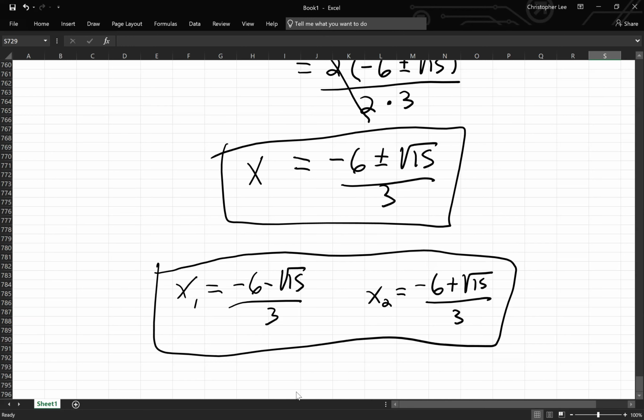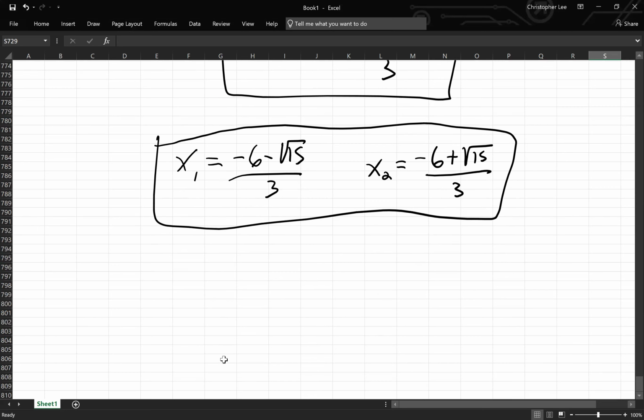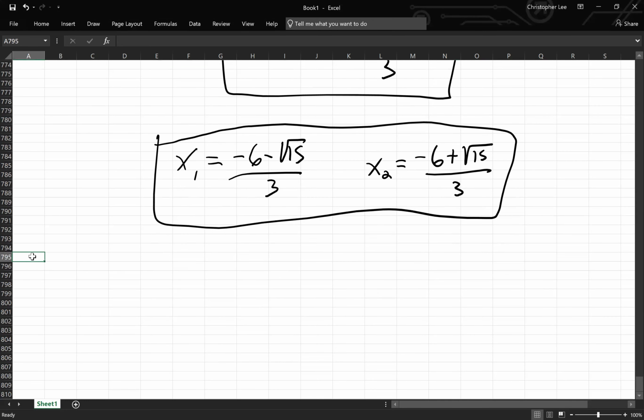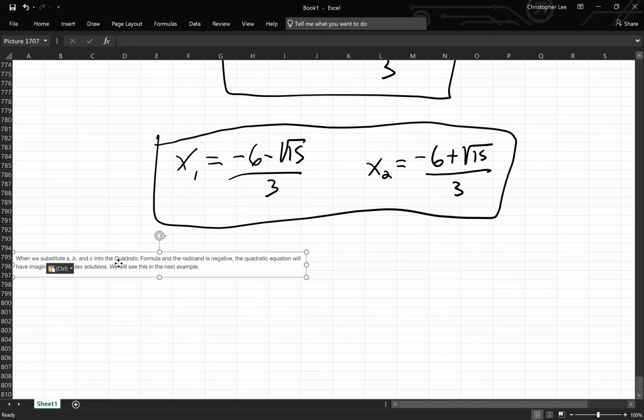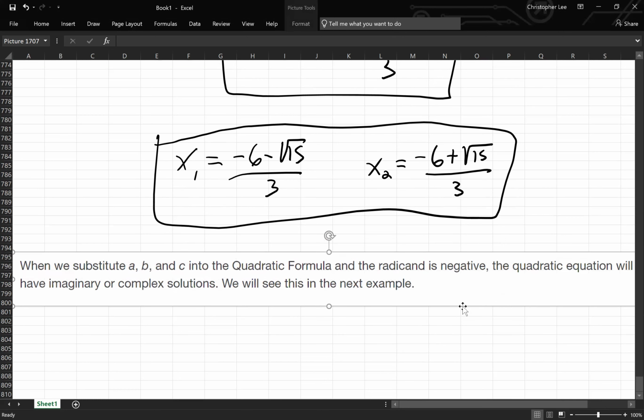Okay. Let me just make a couple remarks real quick. Just want to make it known. So when we substitute A, B, and C into the quadratic formula and the radicand is negative, the quadratic equation will have imaginary or complex solutions, right? So I just want to make that known.